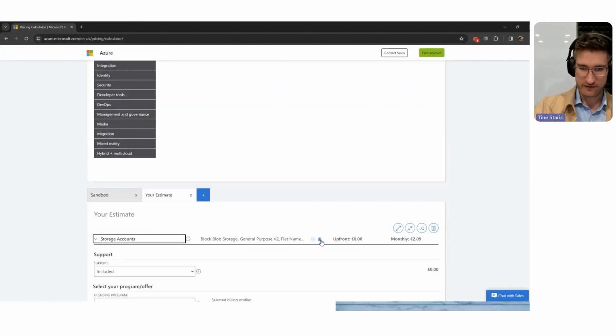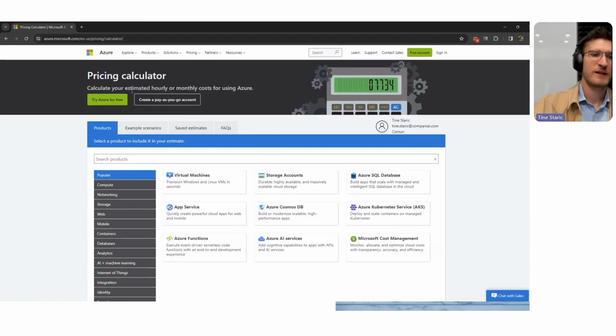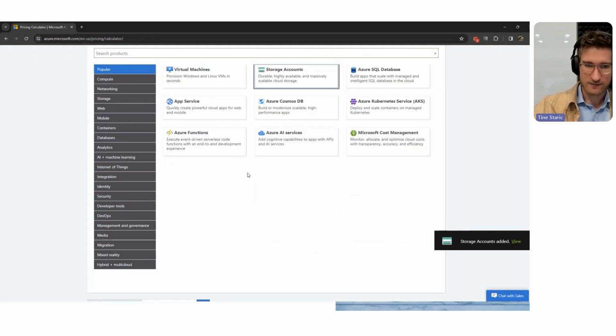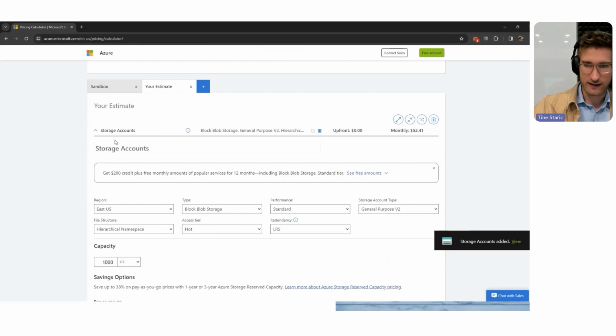Let me just delete the previous data. This is where you would land once you would Google pricing calculator for Azure. And here you can see all of the different products that Azure has, and we can calculate price for it. For us right now, the interesting one is this one, storage accounts. This is an icon for Blob Storage. We can see that it's added, which means it's added down here.